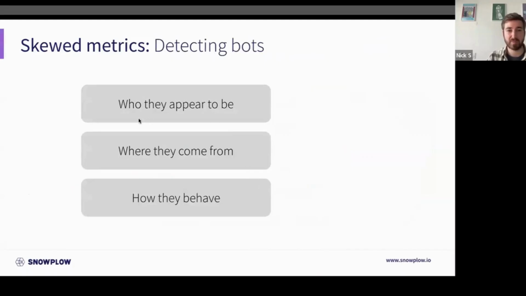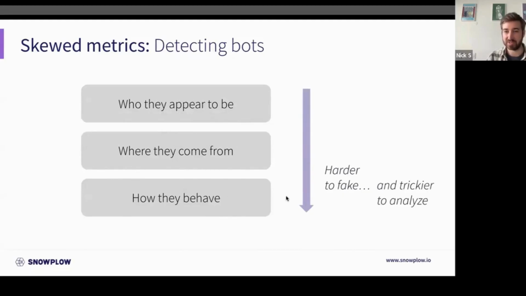Let's look at it from the 3 pillars so we can check who the bots appear to be, where they come from, and how they behave. And this is arranged in the order of being the hardest to fake for a bot or agent, but it is also the trickiest to detect from top to bottom.